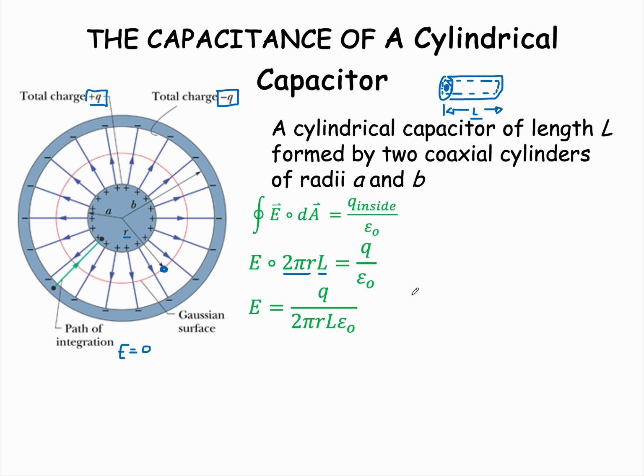Charge inside is going to be Q over epsilon naught. And so we discover the electric field in between the inner and outer conductor is going to be Q over 2 pi r L epsilon naught. Notice the L does not disappear this time, but don't worry about it.